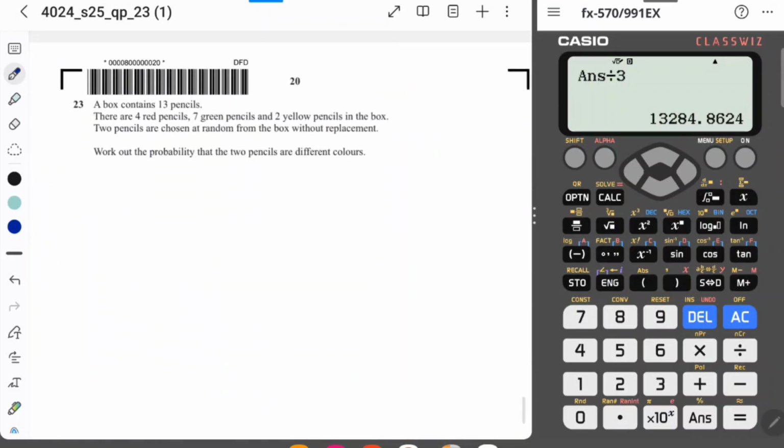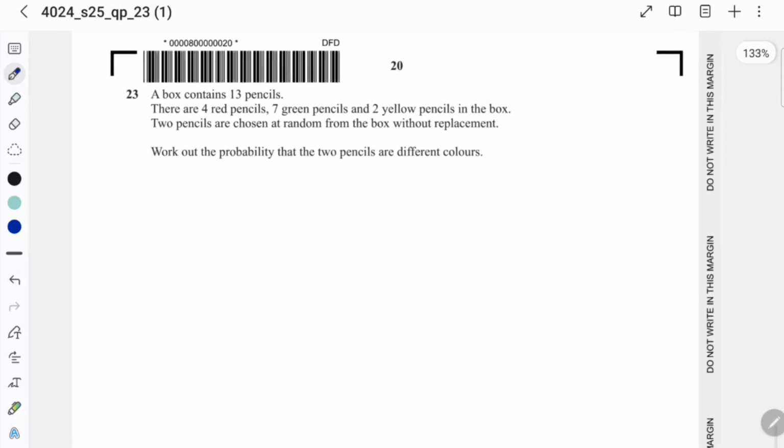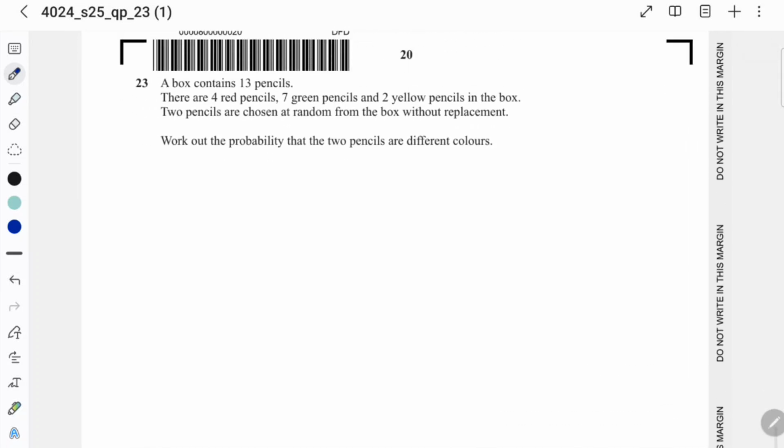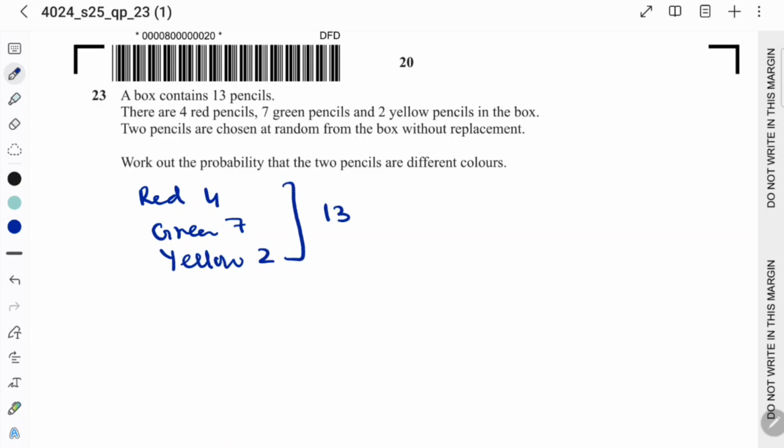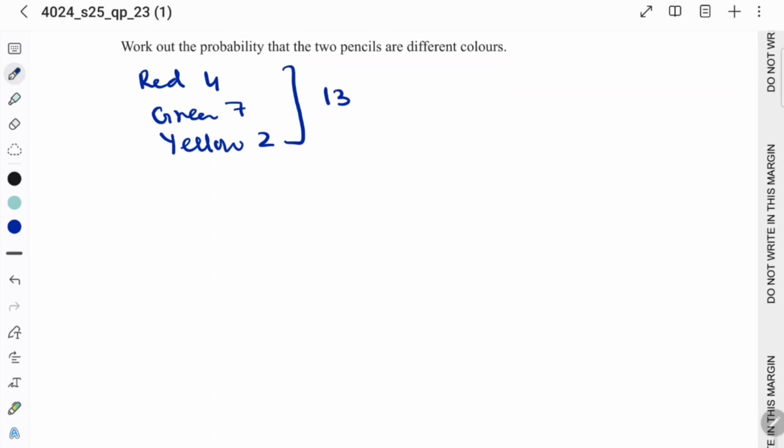Okay, go to the next question. So this is the last question. Question 23. A box contains 13 pencils: four red pencils, seven green, and two yellow, and there are 13 in total. Two pencils are chosen at random from the box without replacement. Work out the probability that the two pencils are of different colors.